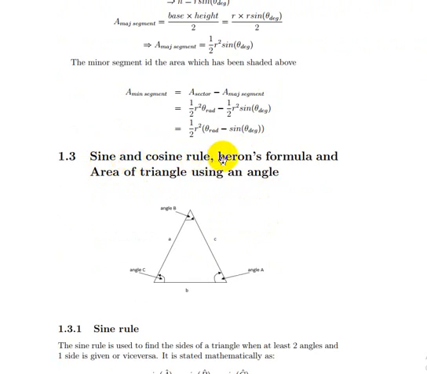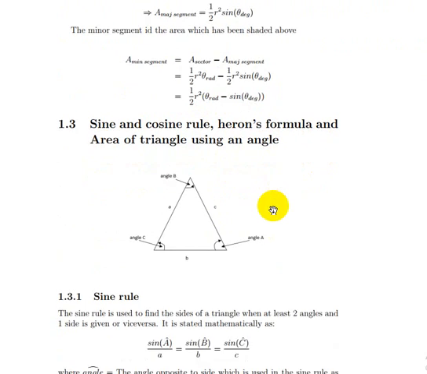Sine and cosine rule, Heron's formula, and area of triangle using angles. So this is the next section. At first, we saw the characteristics of circles. Now here we are going to see the characteristics of the triangle. The triangle's main characteristics are the sides, the angles, and the area, with also the circumference. The circumference is not such an important value.